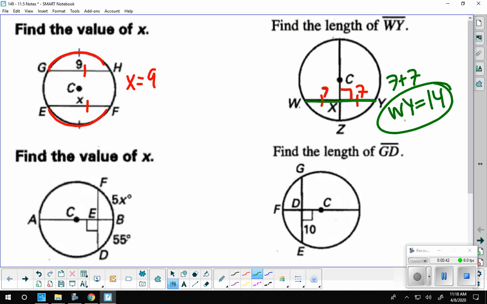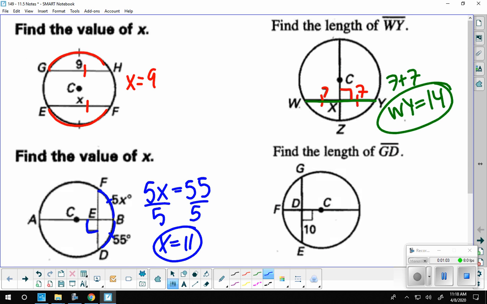Find the value of x. Now, since this is a 90-degree angle, that means this arc is congruent to this arc. So 5x equals 55 degrees. Divide both sides by 5, and x equals 11.